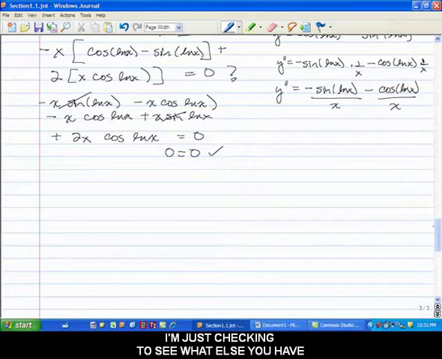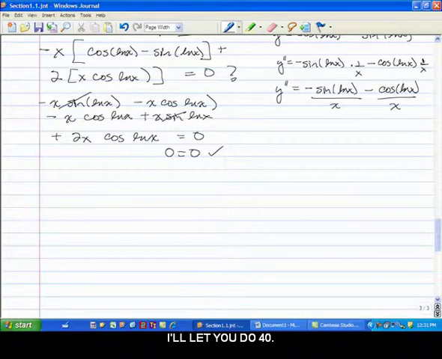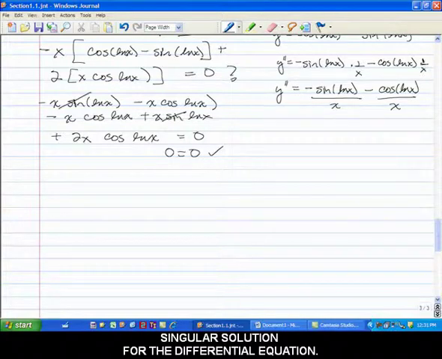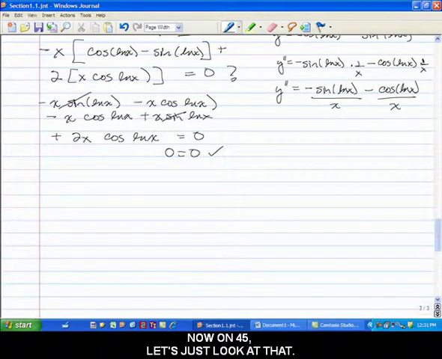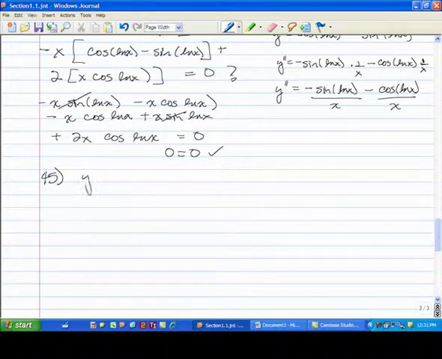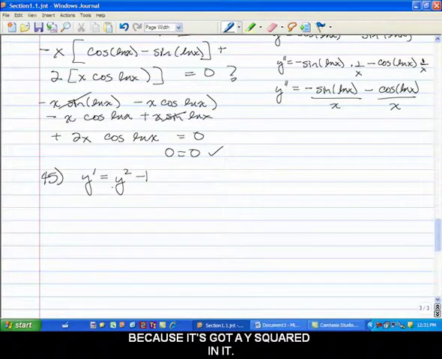I'm just checking to see what else you have on the assignment here in the 40s. Oh, look at 40. I'll let you do 40. 45. Singular solution for the differential equation. Now, on 45, let's just look at that. And so there's our differential equation. You can see it's nonlinear because it's got a y squared in it.